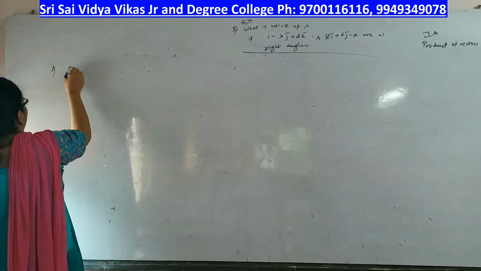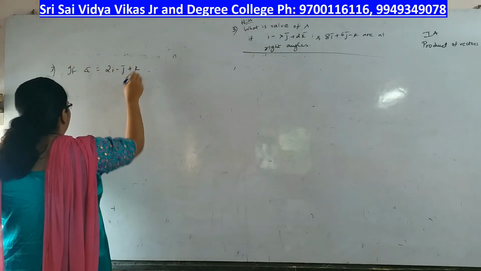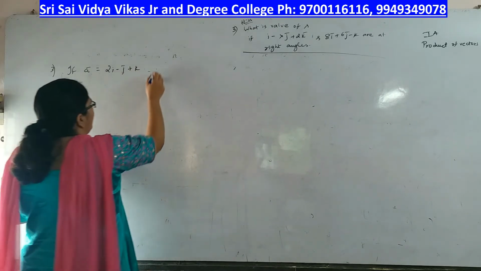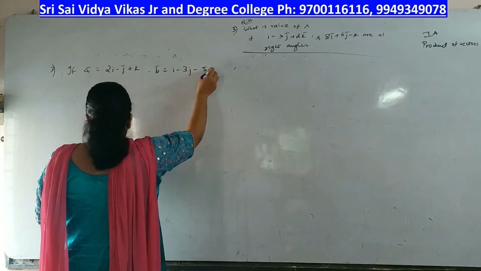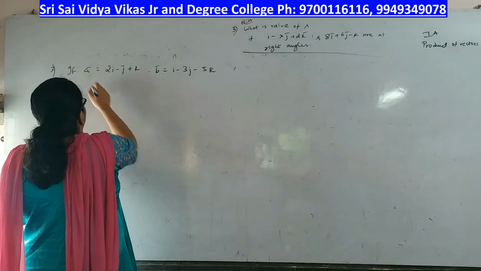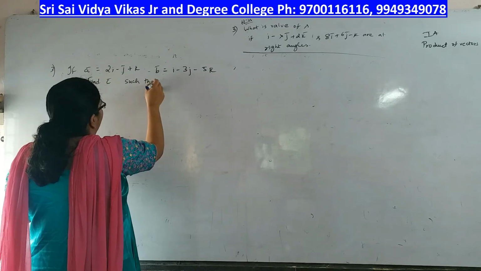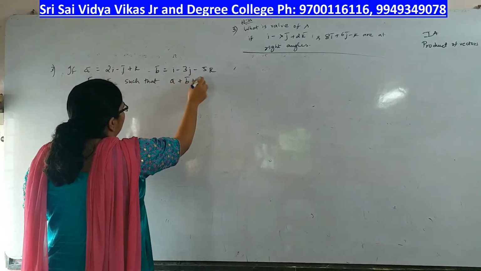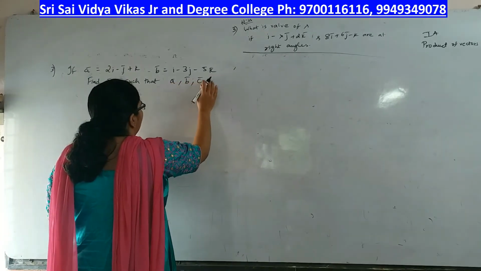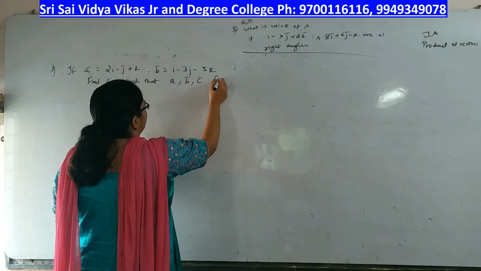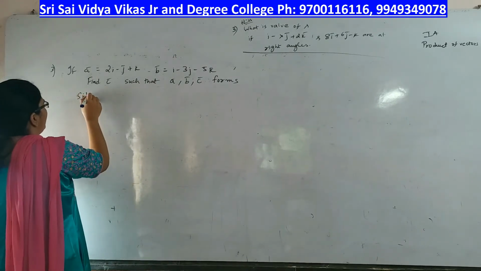Third one. If a bar is equal to 2i minus j plus k, b bar is equal to i minus 3j minus 5k, find c bar such that a bar, b bar, c bar form sides of a triangle.